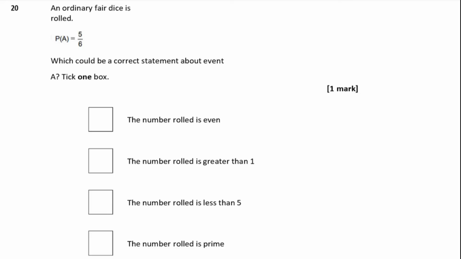Okay, so the number rolled is even. Well, there are 3 even numbers on a fair ordinary dice, aren't there? There's 2, 4, and 6. So the probability of that is going to be 3 over 6.